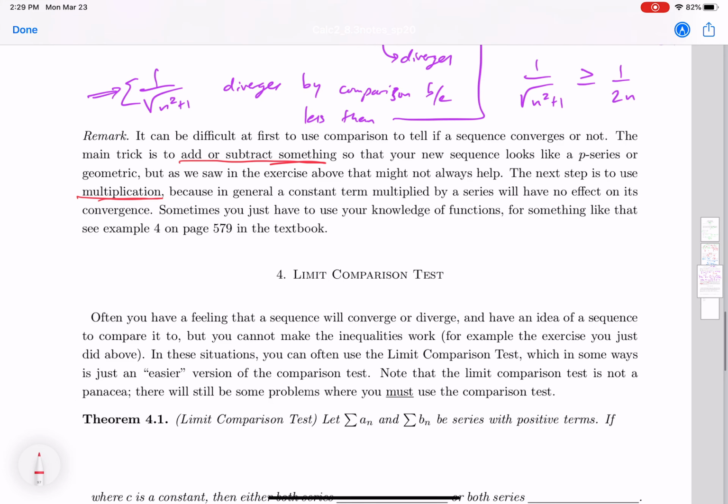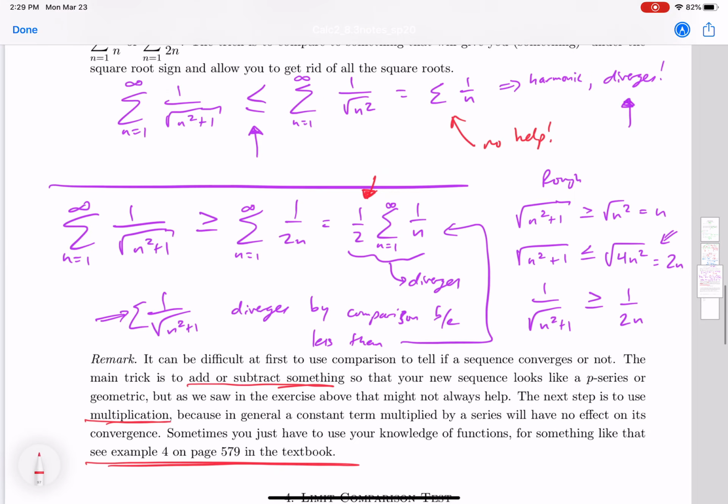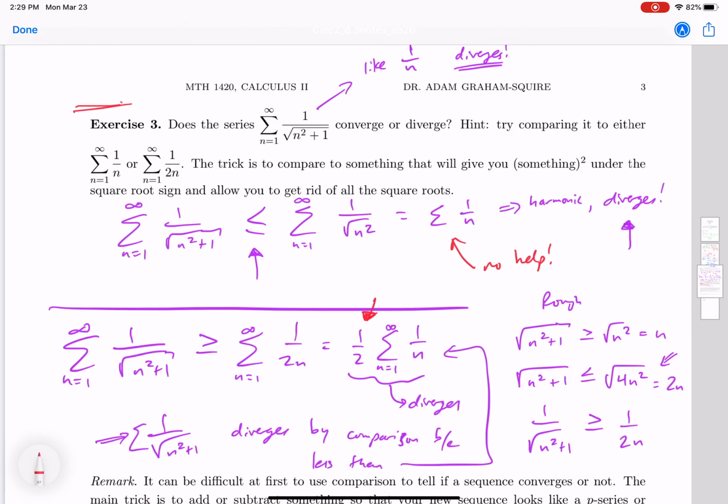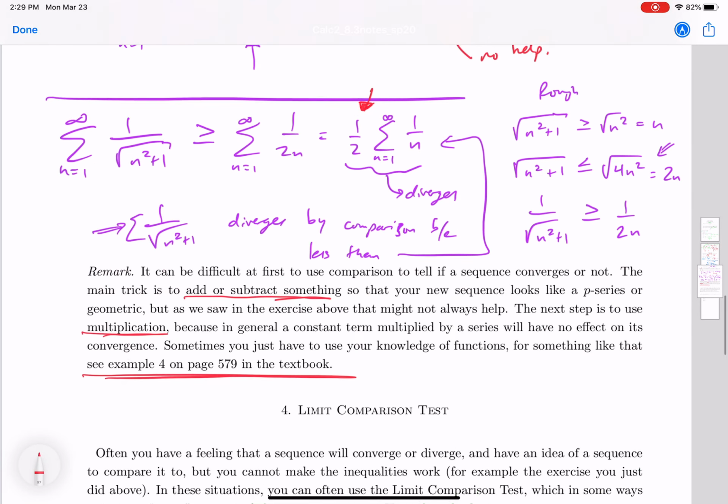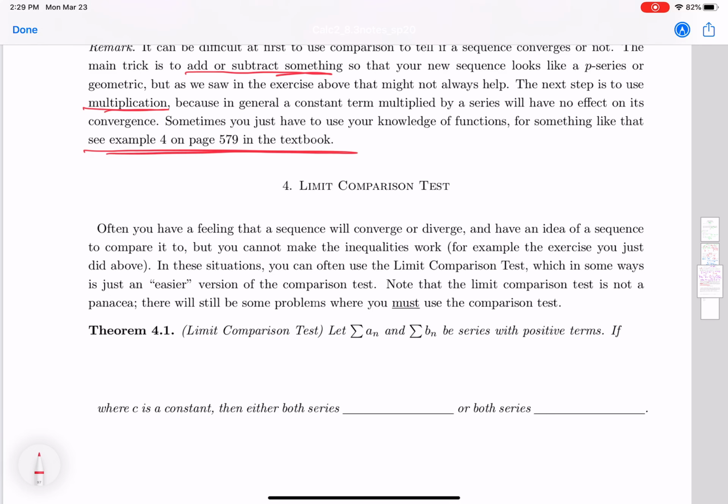And there's this also fun example in the textbook if you want to check it out of using your knowledge of functions. So the last test we're going to talk about today is the limit comparison test. Often you have a feeling that a sequence will converge or diverge and have an idea of a sequence to compare it to, but you can't make the inequalities work. That's what we saw here, right? For exercise 3, we were like, it seems like it's pretty close to the harmonic series, but the inequality didn't quite work. And you can often use what's called the limit comparison test in these situations.